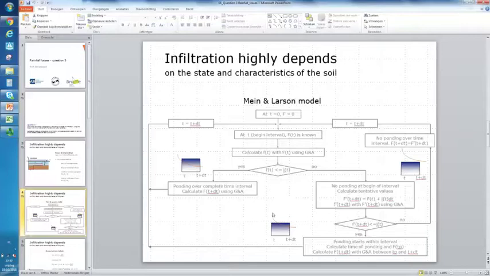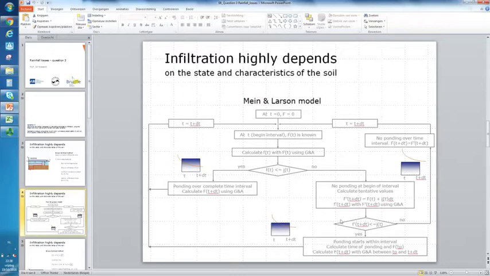As we start with all water that can infiltrate at the start of the interval, it can happen that either during the whole interval there will be no ponding, so the infiltration capacity will remain higher than the rainfall intensity, or, since the infiltration capacity will decrease when there is more infiltration, it can be that at the start of the interval the rainfall intensity is still lower than the infiltration capacity, but at the end of the interval this might be different. There might be not sufficient infiltration capacity, and ponding might start somewhere in the middle of this interval.